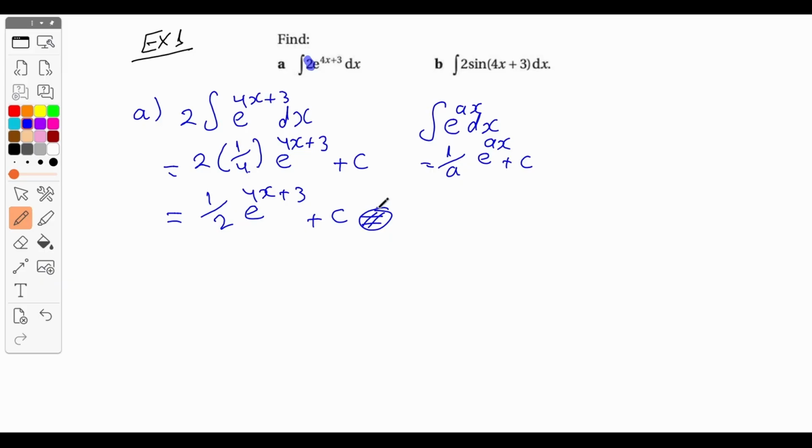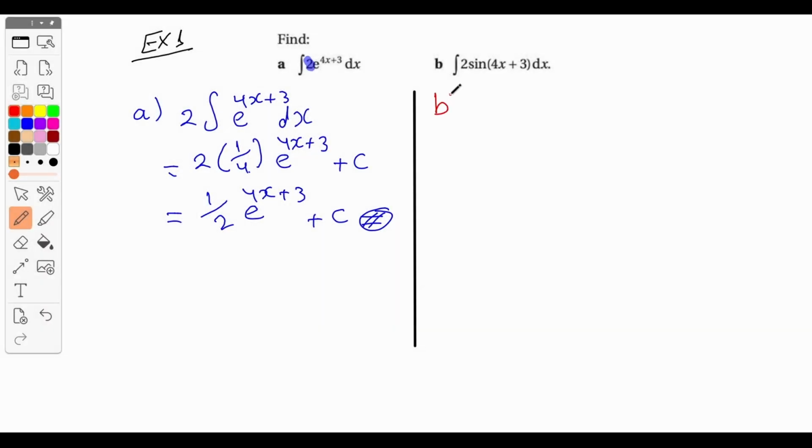Okay, question A is done. For question number B, to answer question B, there is also here a 2. This one could be written as 2 times the integral of sine of the quantity 4x plus 3 dx. So I just take this 2 outside. This one is the same thing as this. We are just taking the 2 outside the integral sign.